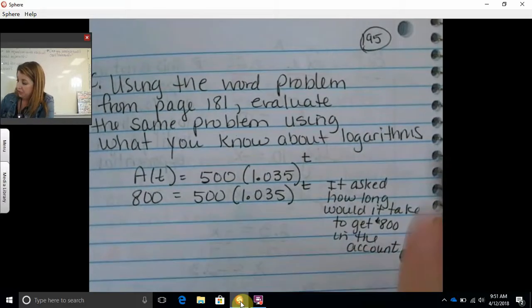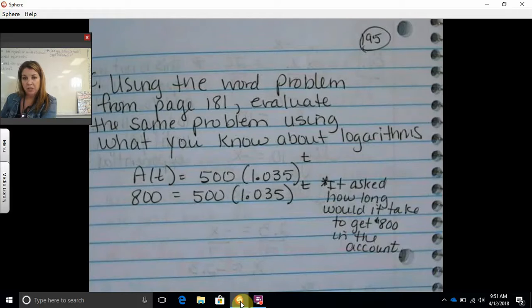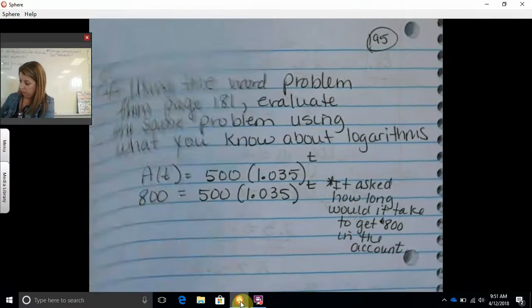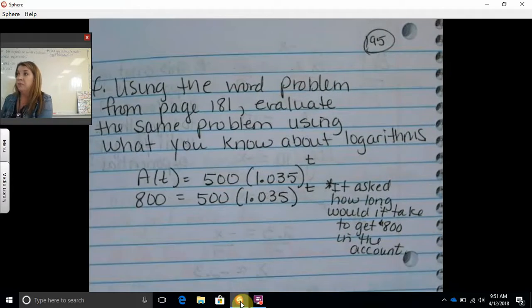And I just reminded you that it asked how long it would take to get $800 in the account. So what we did before was we made a little table of values. In the previous example, we knew how much money we had in the account in 5 years, which was $593. So we knew it had to be more than 5 years. And so I showed you how to put it in a calculator and look at the table of values. But here's how we would solve it using logarithms.